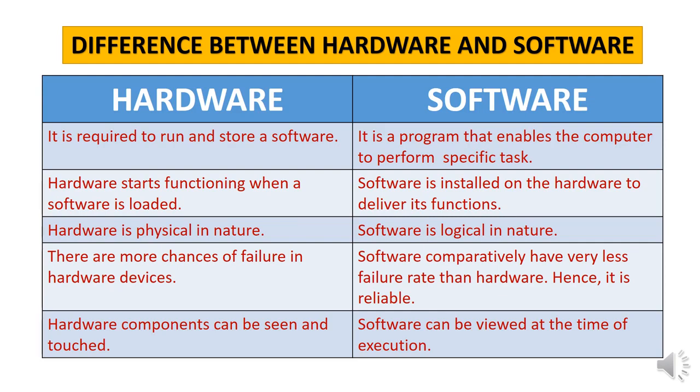Second point, hardware starts functioning when a software is loaded. Let us say you have a vehicle at home, whether it is a bike or a car, whatever it is, you need fuel to start that vehicle. Same way, you need a software to run a computer, called a desktop, laptop, etc. How expensive it is, you need an operating system to be installed into it. Then only the hardware functions. Software is installed on the hardware to deliver functions.